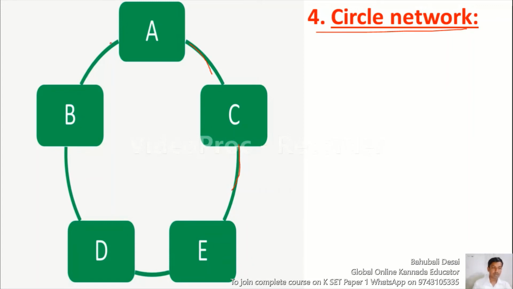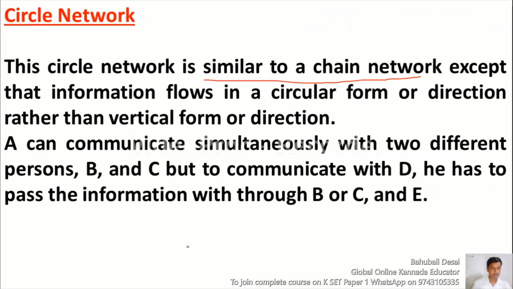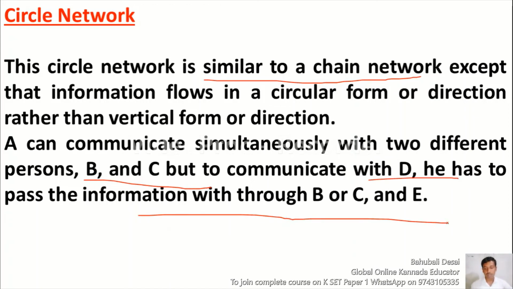And here one person can communicate with two people. A can communicate with B and C. C can communicate with A and E. So A can communicate simultaneously with two different persons, B and C. But to communicate with D, he has to pass the information through B or C and E.